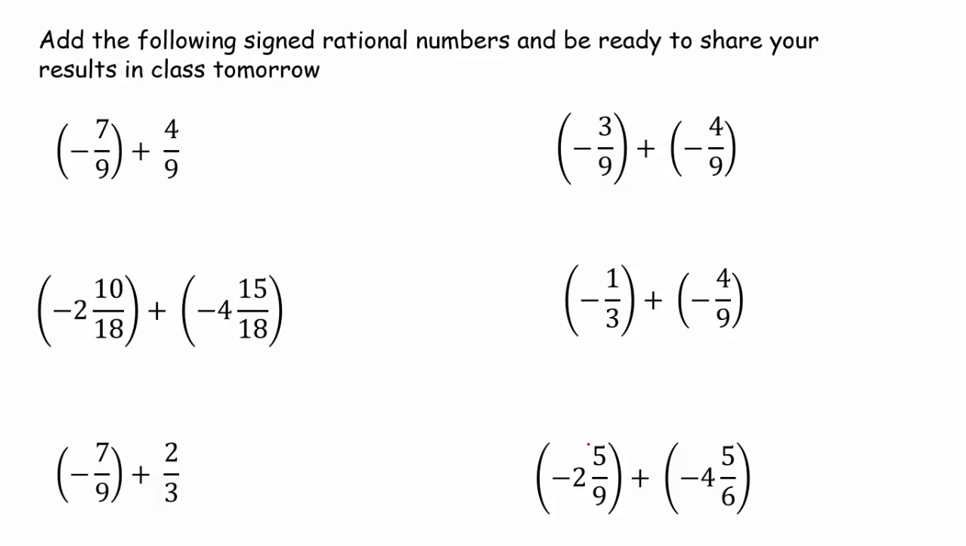What I'd like you to do is try adding the following signed rational numbers and be ready to share your results in class tomorrow. I'm not going to walk you through these. I'm going to ask that you try these on your own and bring them to class tomorrow. So you need to make sure you go back, you rewind, you rewatch the video if there's any key parts you need. But basically, you're following your rules for adding integers, except now we have fractions. Circle the sign that goes with the number. Are the signs the same or are the signs different? If the signs are the same, find the sum, keep the sign. If the signs are different, find the difference, keep what you have, quote unquote, more of.